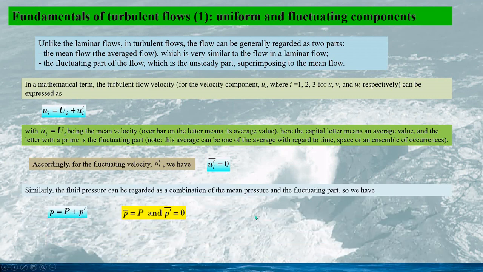Similarly, we can make the operations on the turbulent pressure, which can be regarded as a combination of the mean pressure, the capital P, and the fluctuating part, P prime. So we have this and this.